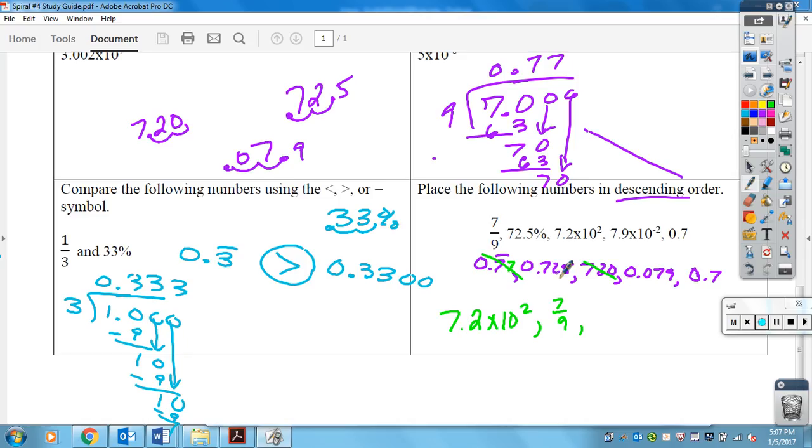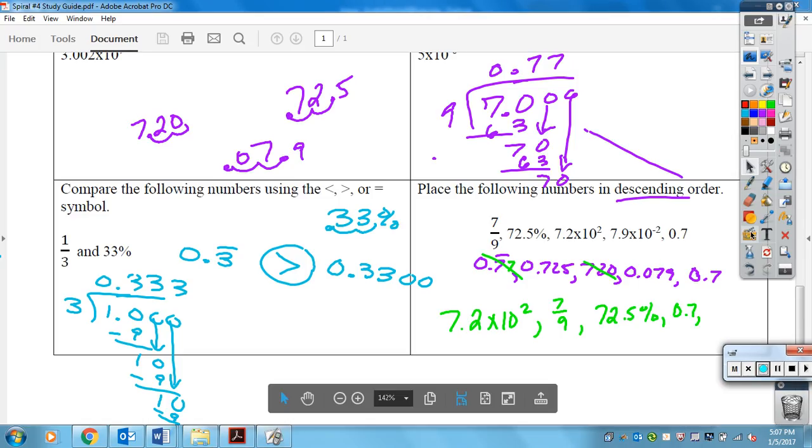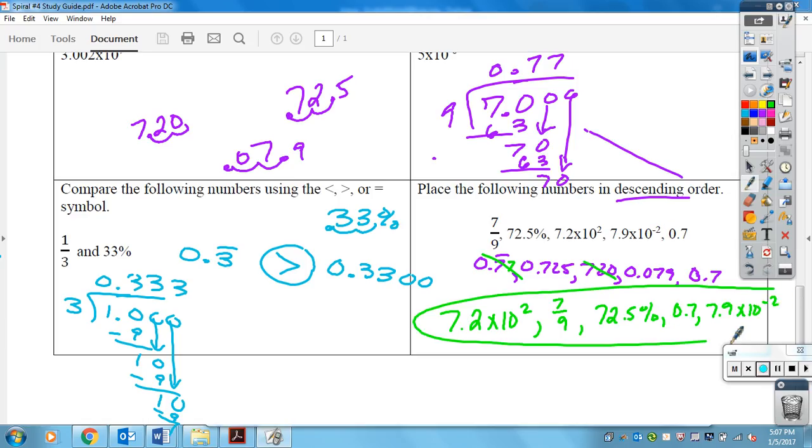All right, this is 0.72, and this is 0.70. So 0.72 is the next, or 72.5%. Now I've got 0.7 or 7/10, and the last one is the leftover, the only one that's left with a negative exponent, 7.9 times 10 to the negative 2. This is what it would be in descending, going down order.